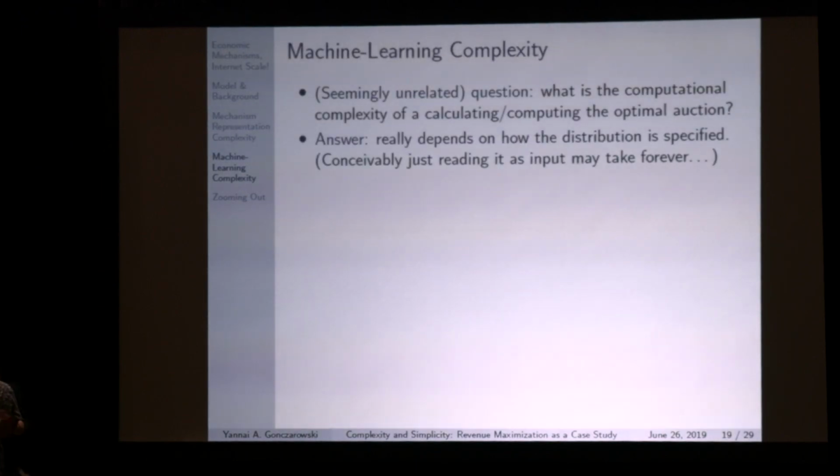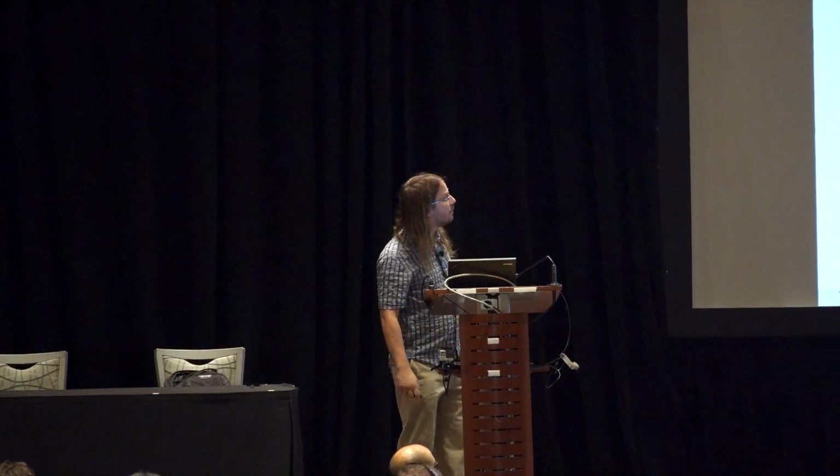So here's a seemingly unrelated question to machine learning complexity. What is the computational complexity of computing the optimal auction? Thinking about this a little bit, the answer is, well, that really depends on how you specify the underlying distributions, the prior distributions. Conceivably, just reading the input could take a very long time. So here's a follow-up question.